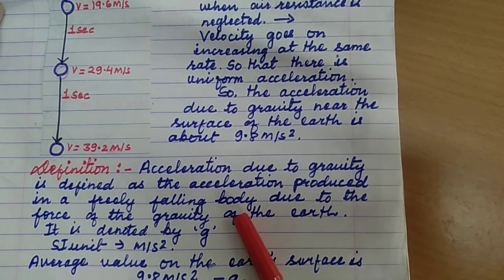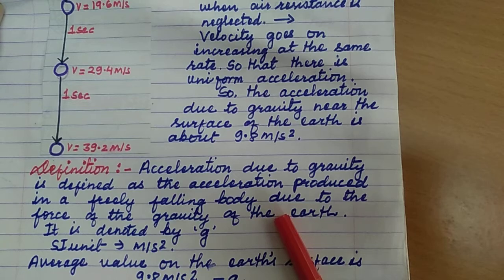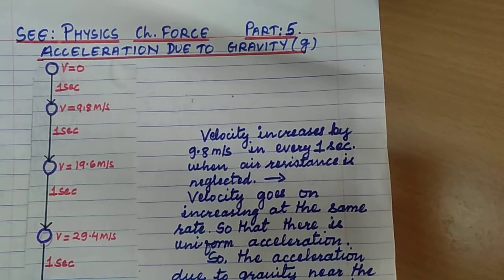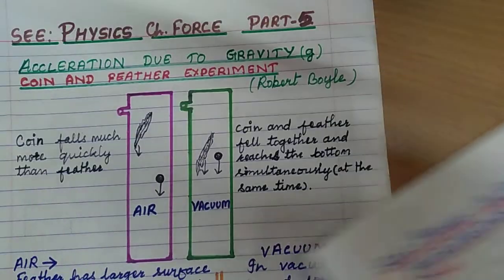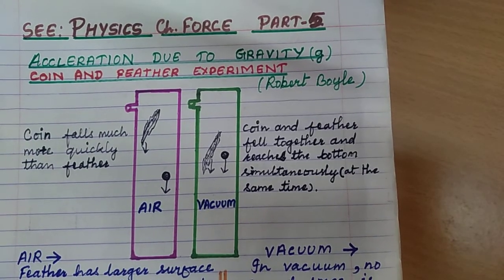A freely falling body, without any disturbance, falling down with full speed. That is called the freely falling condition. Okay, now this is acceleration due to gravity. Now we'll see an interesting activity related to acceleration due to gravity, and we are going to understand more about it.